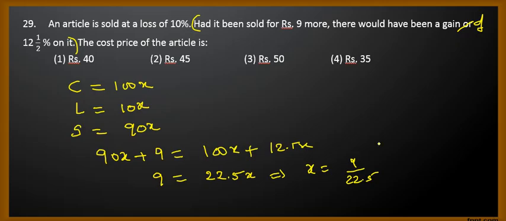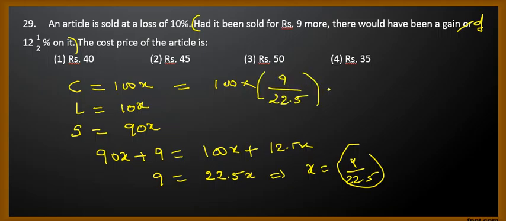What is the question asking us to find? The cost price of the article. So the cost price of the article is nothing but 100x. So that equals 100 into, what is the value of x? 9 by 22.5. On simplification, you will get the answer as 40. 9 ones are 9, 2.5 into 40 is 100. So the answer is 40. The answer is option 1.